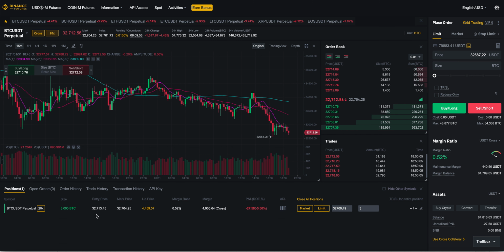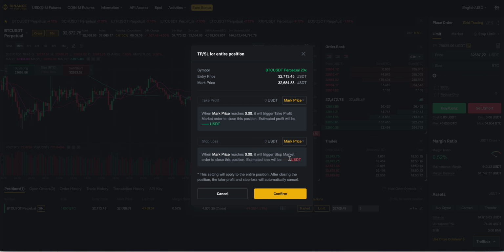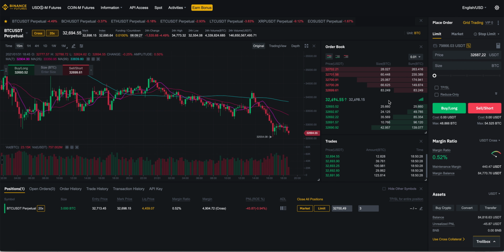Okay, but let's say now for me it's pretty clear. I'm okay with this trade. I want to set up a stop loss and a take profit. You can do it from here. So for take profit, I suggest the last price. Last price is the exchange price. Market price instead is the market price.